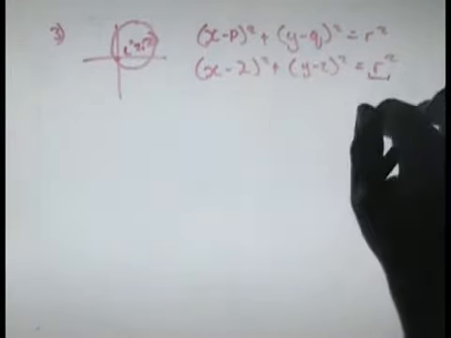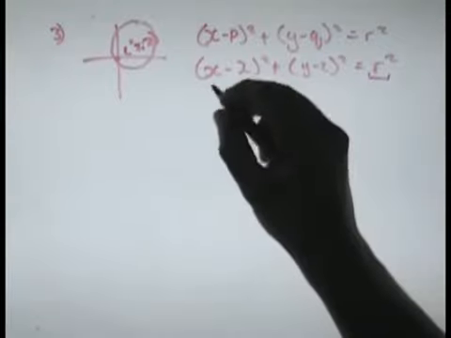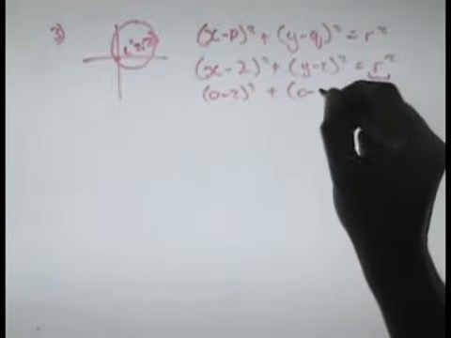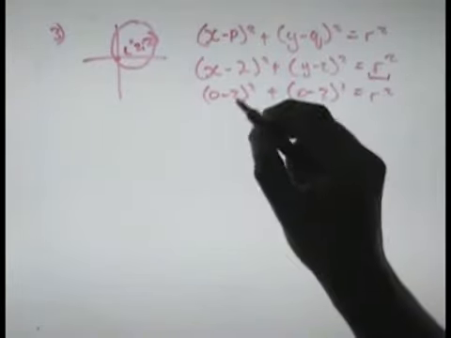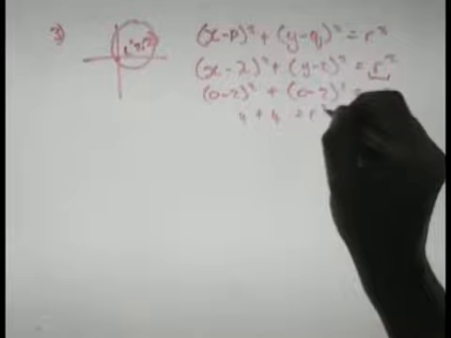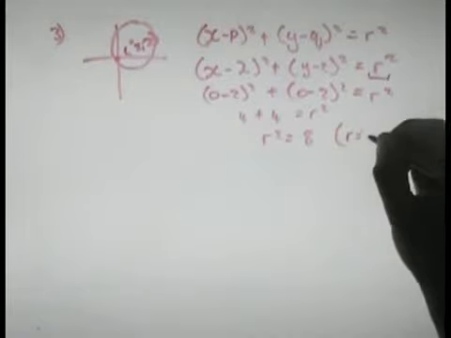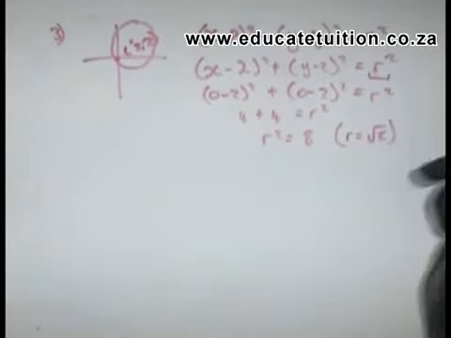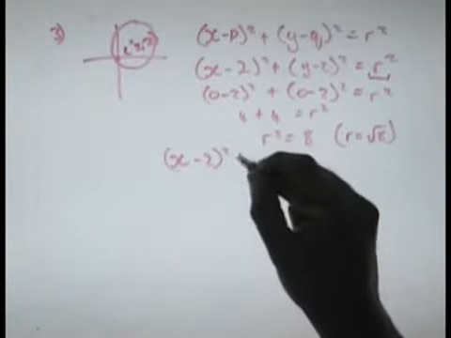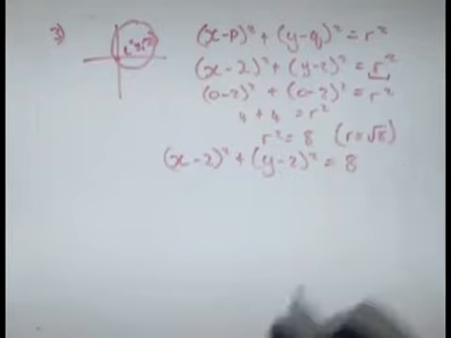Don't multiply this out. First substitute the other point that you have in. The only point you have is the point 0 and 0. So that's going to be 0 minus 2 squared plus 0 minus 2 squared is equal to r squared. Negative 2 squared is 4. Negative 2 squared is 4 is equal to r squared. That means that r squared is equal to 8. Just for reference, our radius is equal to root 8. That means that x minus 2 squared plus y minus 2 squared is equal to r squared, which is 8.